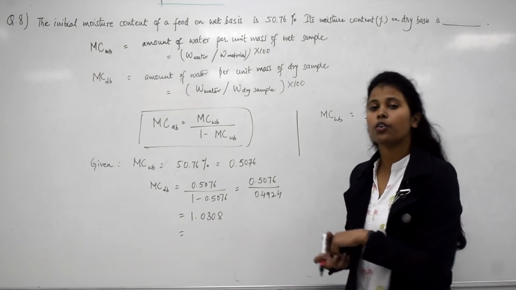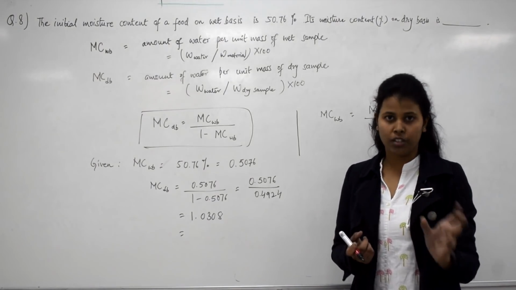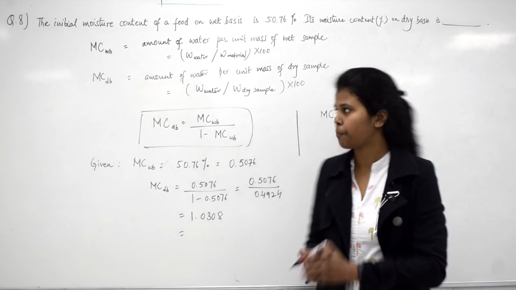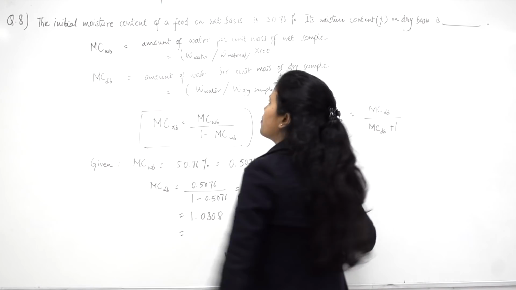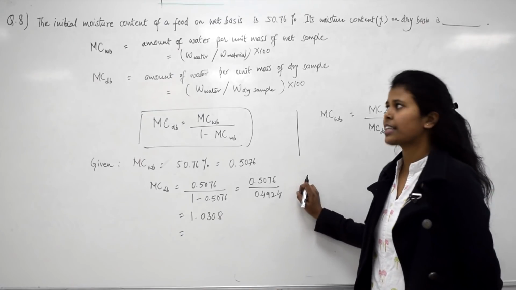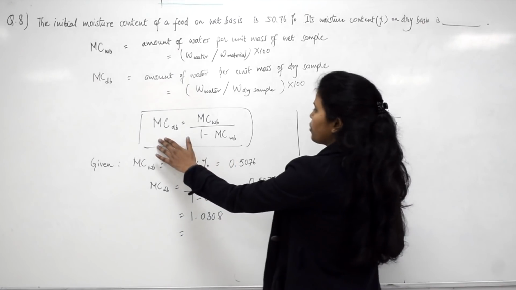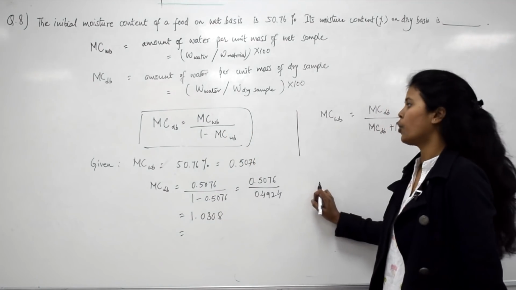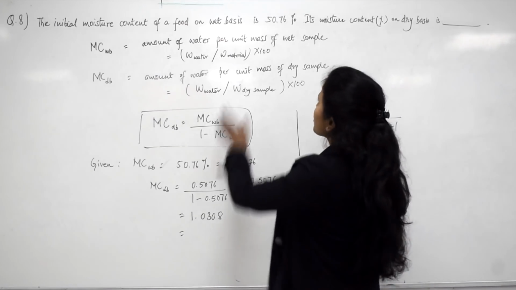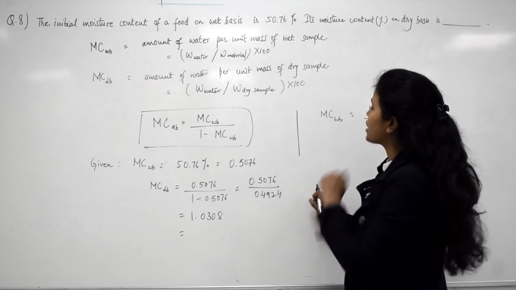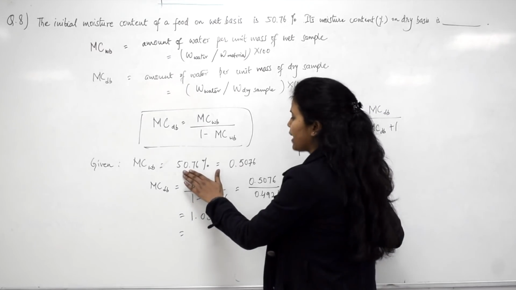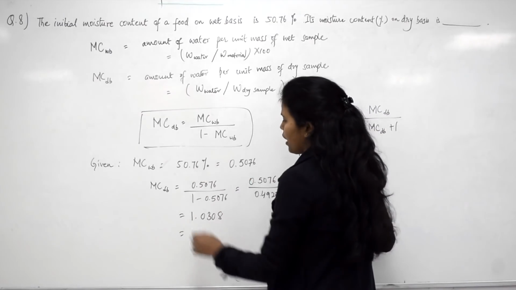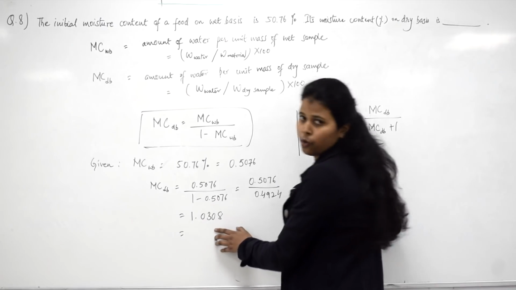Whereas the moisture content on dry basis means the amount of water present per unit mass of dry sample. So for that the sample is first dried. A simple conversion of moisture content on wet basis to dry basis can be done using this formula. Moisture content on dry basis is equal to moisture content on wet basis divided by 1 minus moisture content on wet basis. So let's solve this question. The moisture content on wet basis, which the question has given us, is 50.76. That can be simply converted to 0.5076. Putting the values in this formula, it gives us the value of 1.0308.